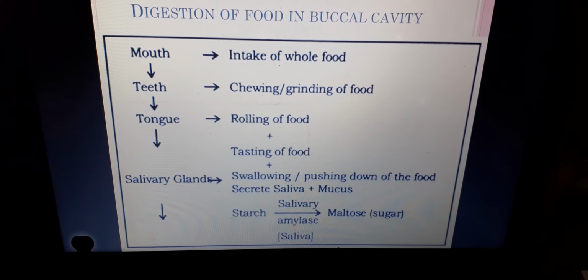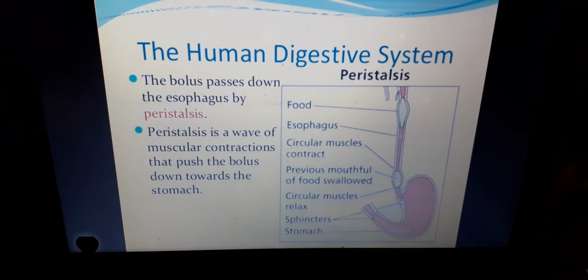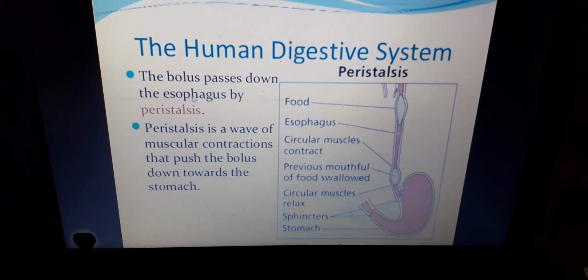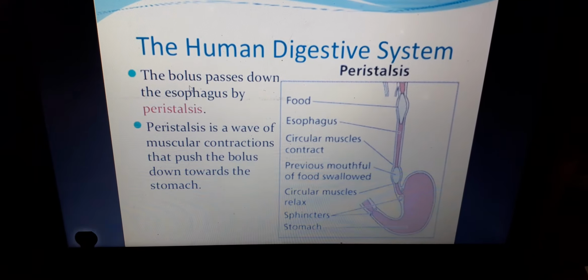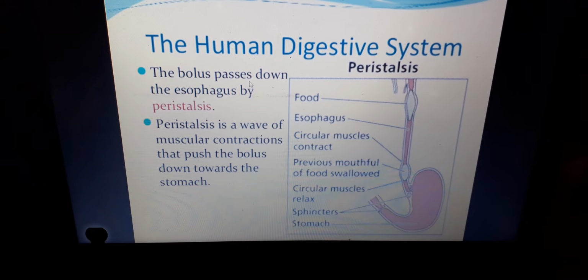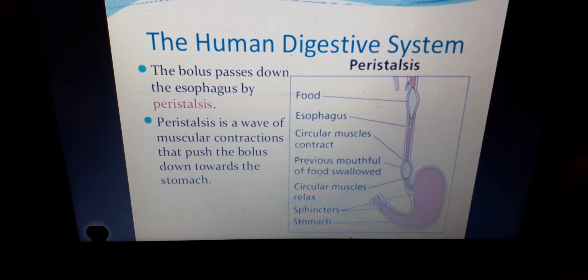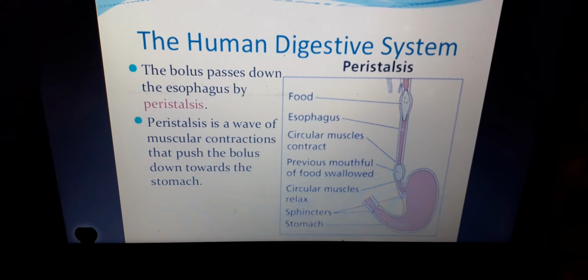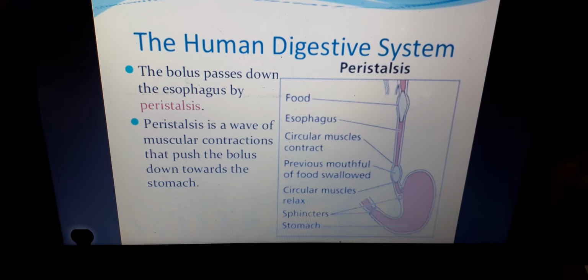After the buccal cavity, the food passes to the esophagus. Here one word is mentioned, bolus. When the small pieces of food are stuck together with the help of saliva, this ball-like structure, when it is swallowed, is known as bolus.